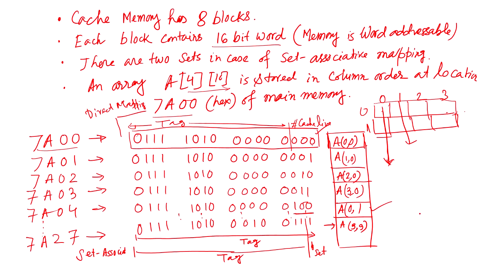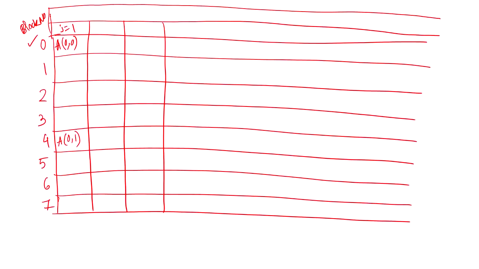So, the next location will be 1000. So, you take 3 bits. Where will it be stored? Again block 0, because we are using direct mapping. So, what will happen? Here 2 data cannot be stored in the same place. Therefore, it should be replaced and A02 should be written here. We are using direct mapping.